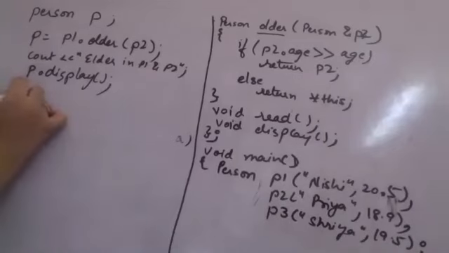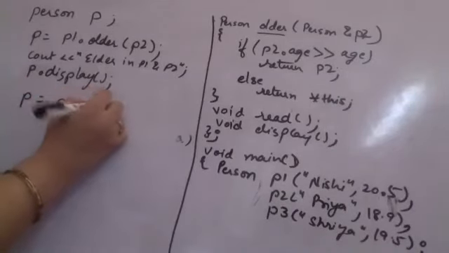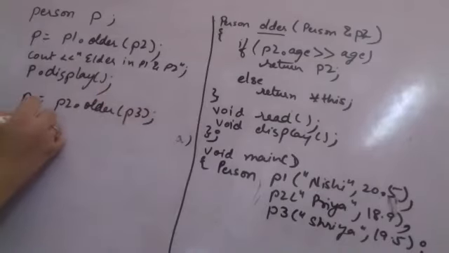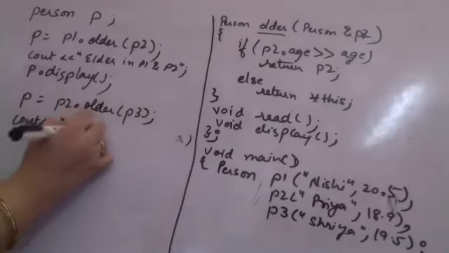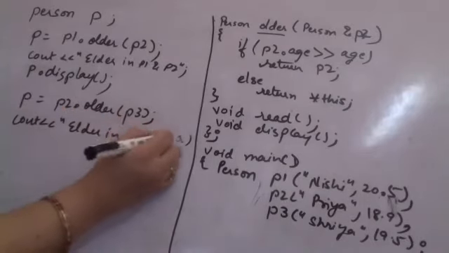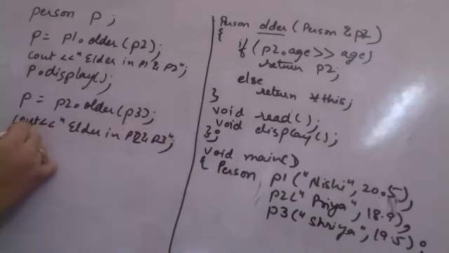Similarly, now if I say that P is equal to say P2 dot older P3, and again I am saying elder in P2 and P3, if I want to print this, and I am saying that P dot display again.